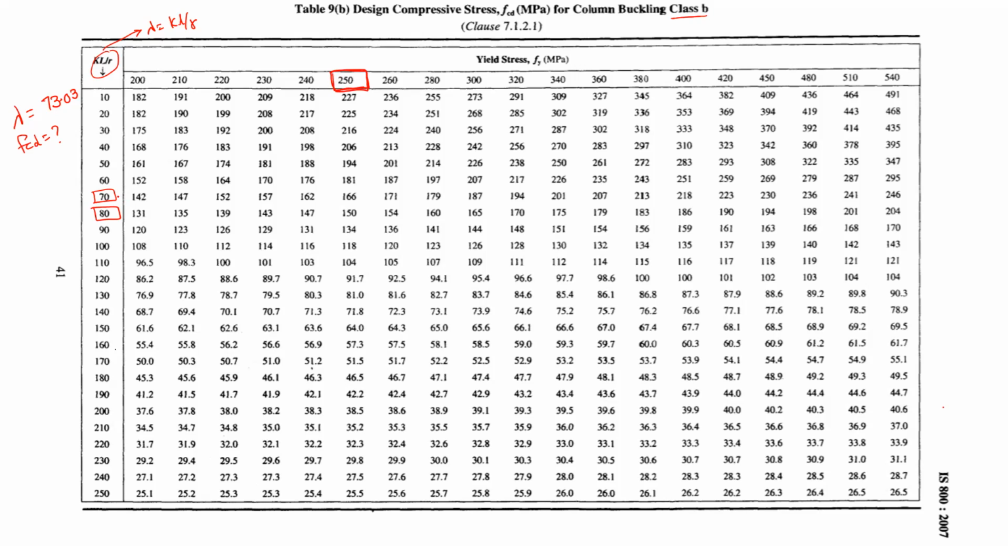Now, when lambda equals 70, what is the value of FCD? It is 166, right? So when lambda equals 80, what is the value of FCD? It is 150. So you need to find out the FCD value for lambda equals 73.03. So if you interpolate these values, you are going to get the value of FCD when lambda equals 73.03. So let's write the statement here.